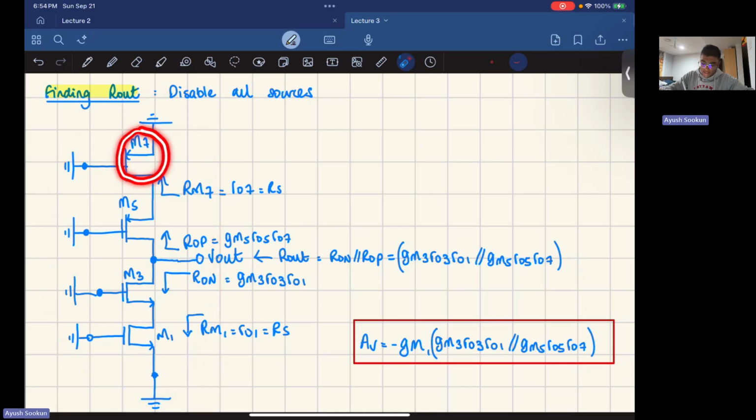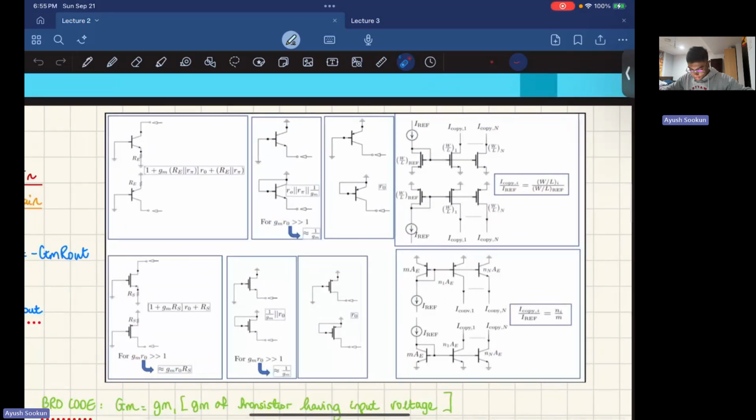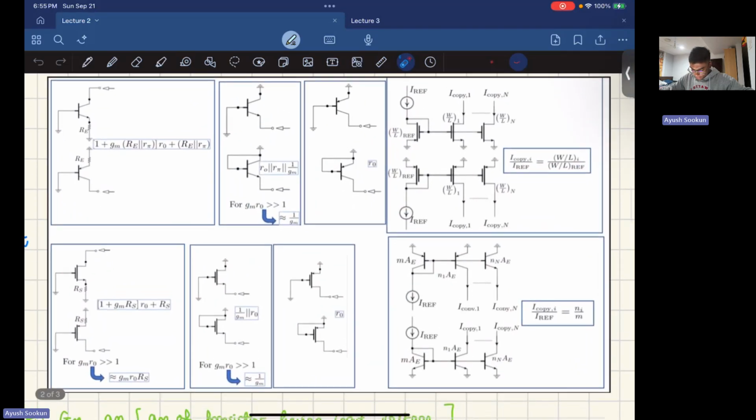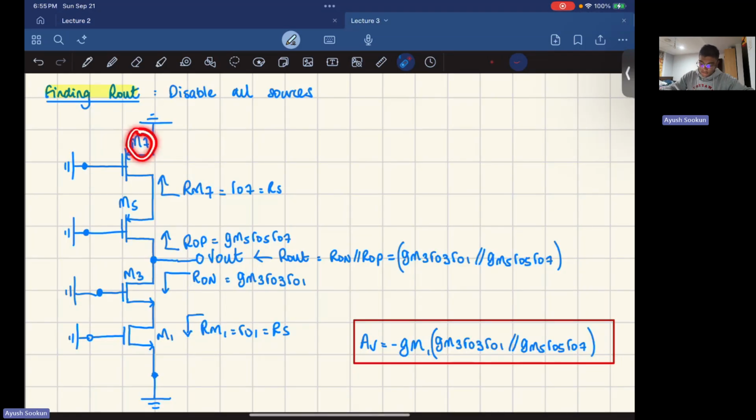I'm going to start by replacing M7. So I'm looking at the gate source. I'm looking at the drain, all right? RM7 will be the resistance here, and I want to replace this transistor by a resistor. So I'm looking at the drain of a PMOS. I go to my circuit here and try to find a PMOS. Okay, there we go. This is the PMOS. I'm looking at the drain. This is ground and ground. So it's just going to be RO. In my case, since this is 7, it's going to be RO7. All right? RO7.